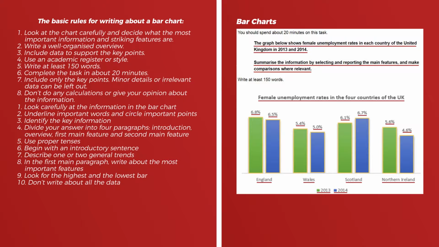Don't try to write about all the data in the bar chart, and don't include details that are irrelevant to the main ideas. Remember, don't try to analyze or explain the information in the chart or do any calculations. Just describe and report it. Be careful when talking about quantities. If you're unsure about exact figures, it's better to give an approximate figure, like factory produced around 5,000 units.